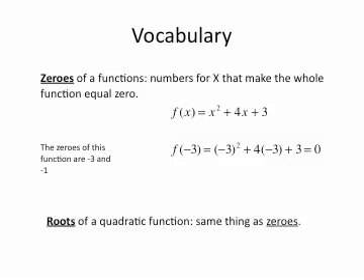Watch, if I take f of -3, that is, I plug in a -3 for x everywhere in this equation, I get -3 squared plus 4 times -3 plus 3, and that does in fact equal 0. If I plug in -1 for x in this equation, in other words, if I take f of -1, I also get 0. When a problem asks you for the roots of a quadratic function, that means the same thing as the zeros. It is, what number do I plug in for x to make the whole function be equal to 0? So the roots of the above function are -3 and -1.